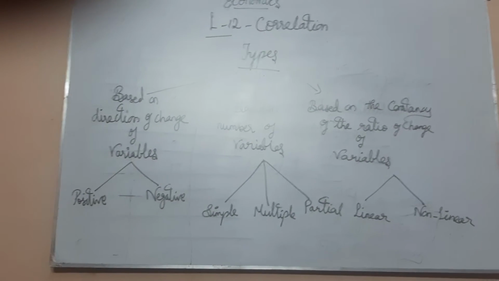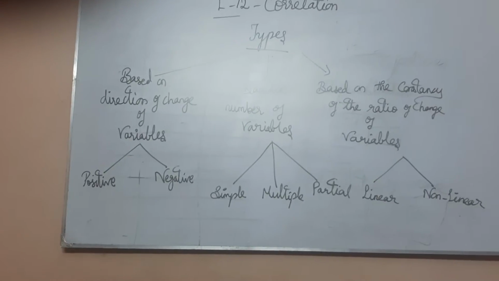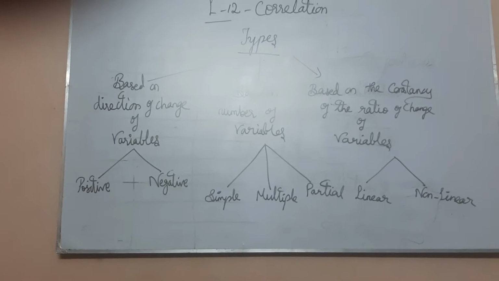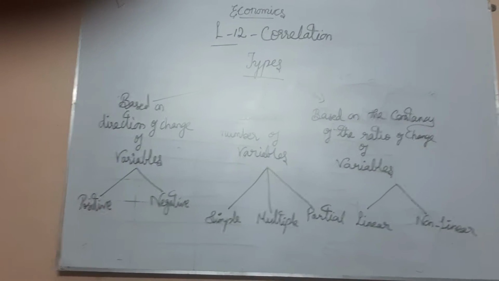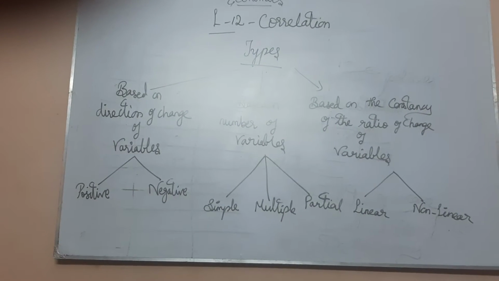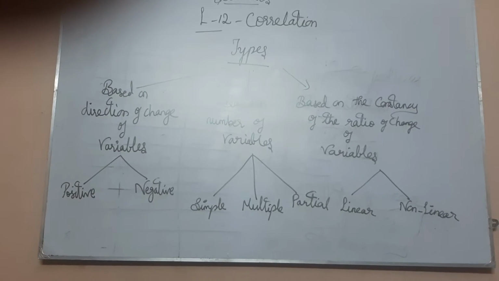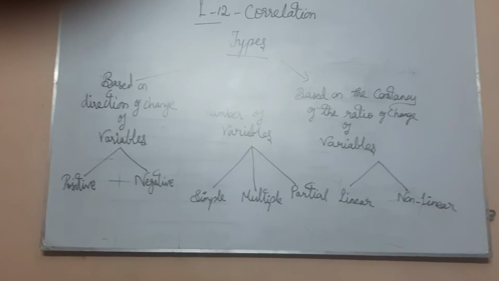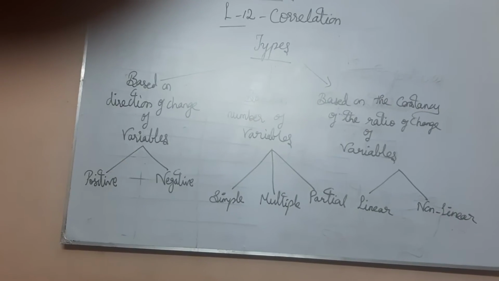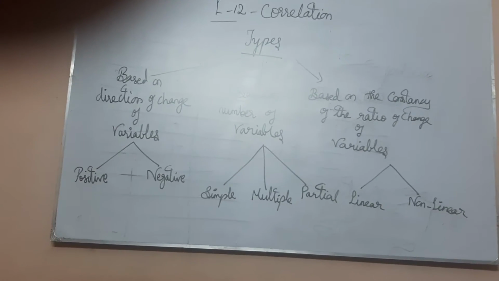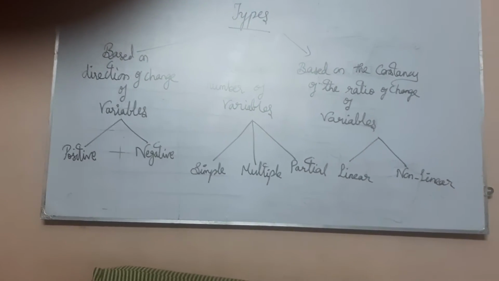Next, simple correlation, I said, isn't it? Based upon the number of variables which we are studying, if only two variables are taken for study, then it is said to be simple correlation. Multiple correlation: if three or more variables are studied simultaneously, we call that multiple correlation. Next is partial correlation.